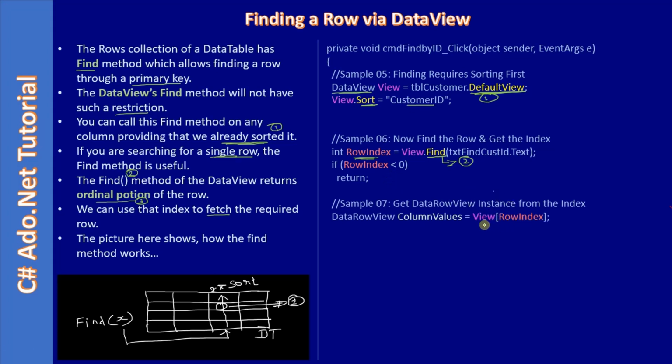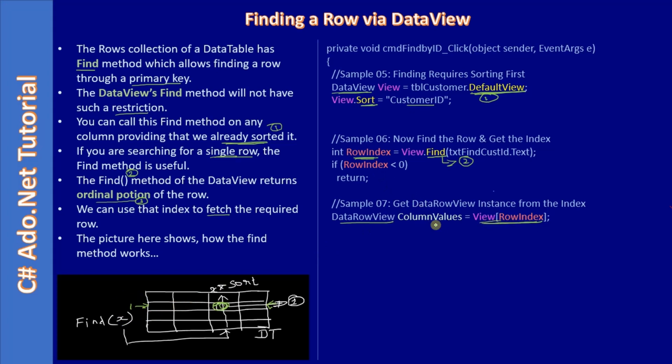Next, from the view, we are fetching the specific row, view of row index. We are giving the ordinal index, and what it will return is the data row view. And we are stating that as column value. This is the find method. To that find method, we picked the row based on the ordinal position. That means we picked this entire record, based on the sorted column. So this is how we located the row, and index 1 is the second row.